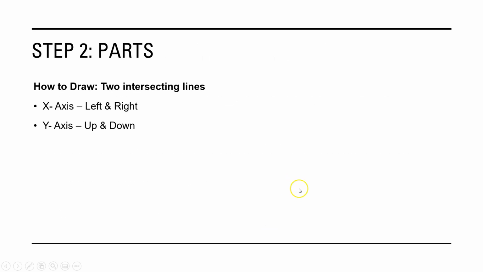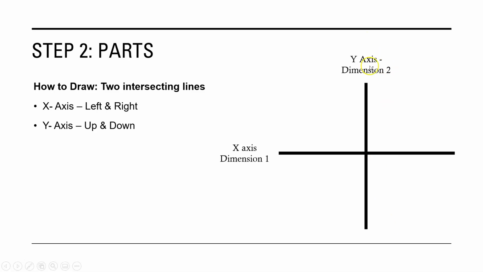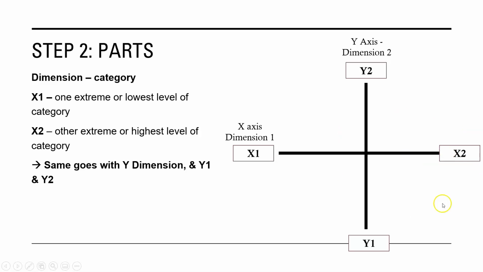So step 2, here are the parts. We first draw the two intersecting lines. So we've got the x-axis left and right. That's horizontal. And then your y-axis, up and down, vertical. Each end represents one extreme for one of your dimensions. So you see here, x1 is one extreme, the low or lowest level category, x2, the highest level or other extreme. Same goes with y1 and y2.